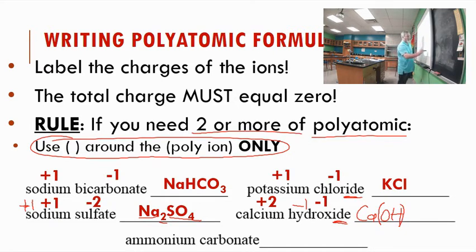Then we need to put the number of them on the outside, 2. So just like we put the 2 here for the sodium to show that we needed 2 sodiums, we put a 2 outside here to say we need 2 OHs. Now just a word of caution as we're doing this.